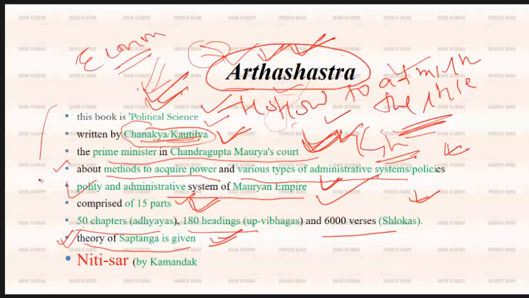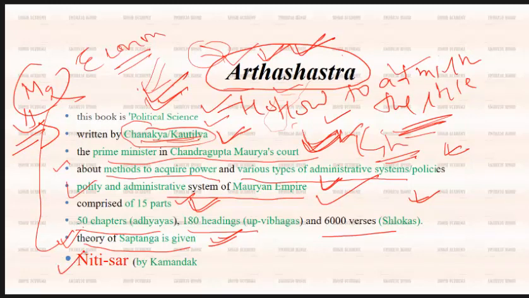This is an important book for writing the history of the Mauryan Empire, and it comes under the scientific treatises. Another important book related to polity is the Niti Sar, written by Kamdantak. Kamdantak was also a scholar, and in this book are given rules and regulations for ruling and administering different states.